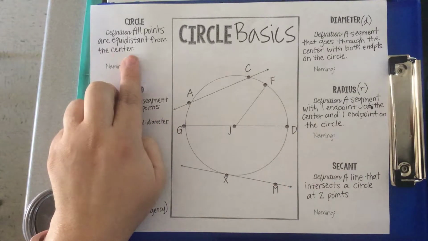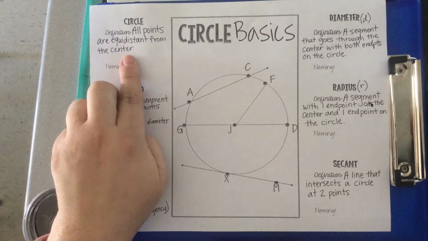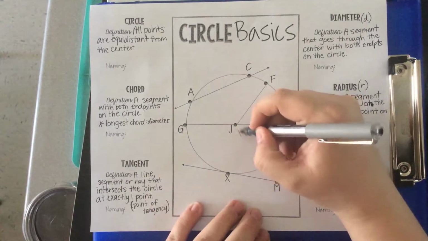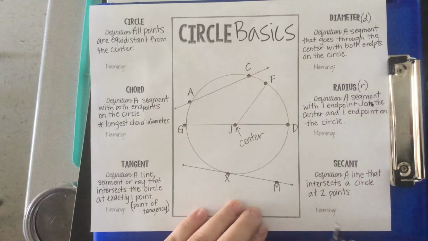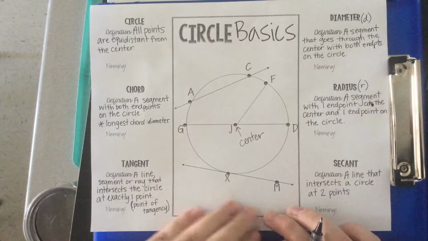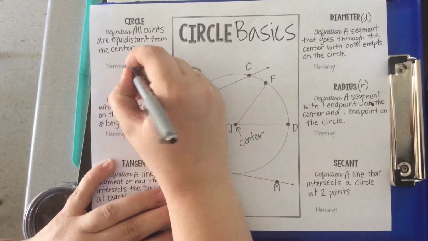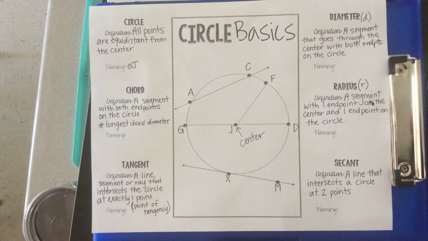Now what we're looking at is the center point is the start of all of our circle. So this J is our center. That's our first thing. So when we name a circle, we are going to use the center to name the circle. So we're going to say circle J. Now, if we just put J, if you'll remember, we could say that J is just a point. So we want to make sure that we specify circle J.